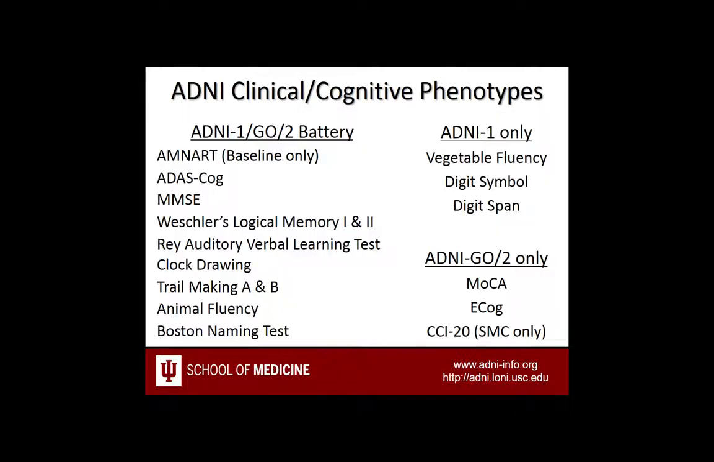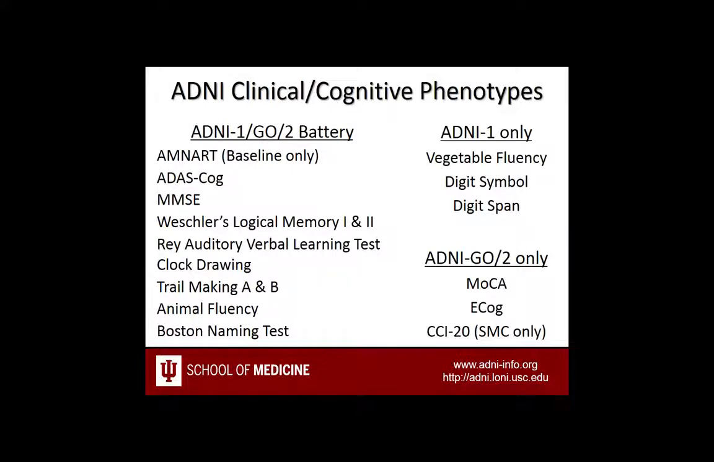So the ADNI 1 go-to battery, the battery that was consistent, included the MMSE, logical memory, the RAY auditory verbal learning test, clock drawing, trail making, animal fluency, and the Boston naming test. ADNI 1 also had a vegetable fluency and digit symbol and digit span. But these were dropped in ADNI 2, and I was not involved in the decision making for that, so I don't know why. But if you're interested in them, there's at least 800 people who have them for a while.